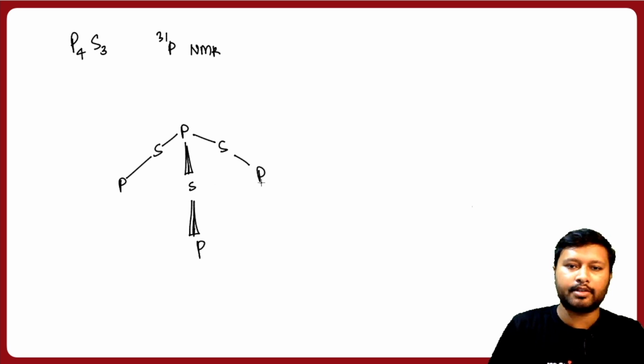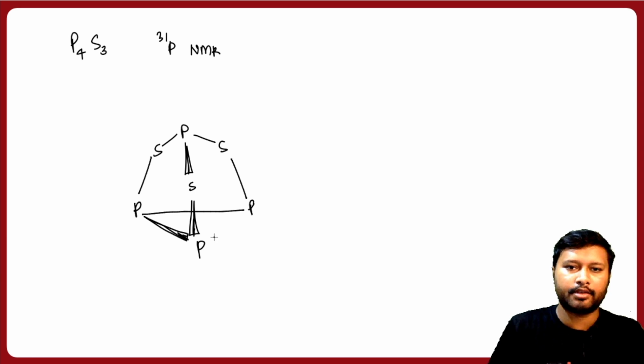This phosphorus and this phosphorus are attached without any sulfur in between them. Let me make this bond a little bit sharper. So let us attach both of them like this, and they are attached to this phosphorus also like this, something like that.